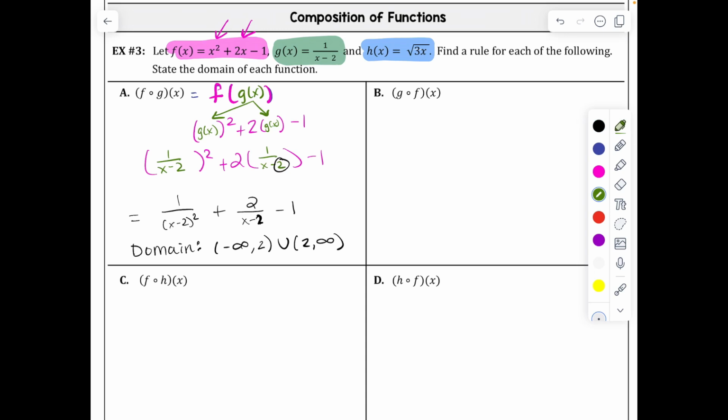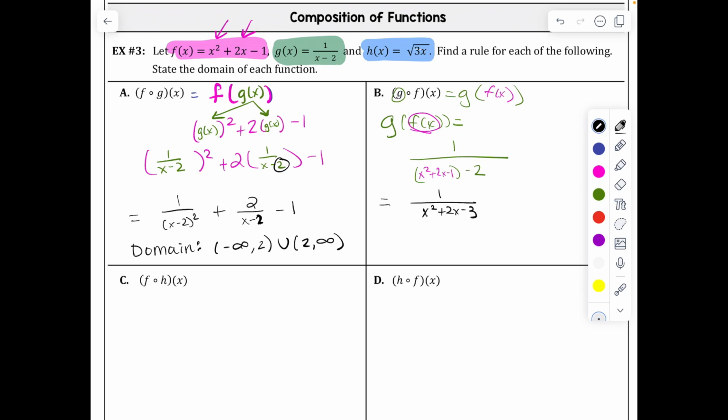All right, let's talk about g of f of x. Remember, g is in green, so we say g of f of x. So instead of inputting x into g, we're going to input f of x. So g of f of x looks like this. g is 1 over x minus 2, but instead of x, we're going to input f of x, which is x squared plus 2x minus 1. Now let's simplify. 1 over x squared plus 2x minus 1 minus 2 is just x squared plus 2x minus 3.